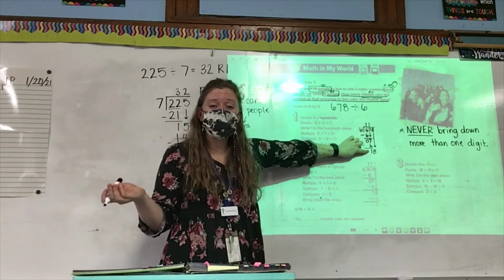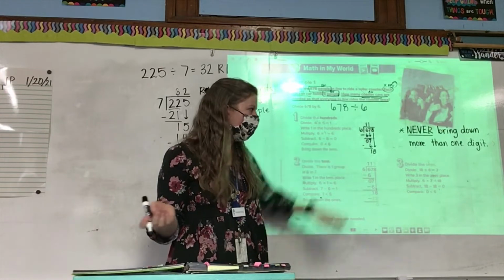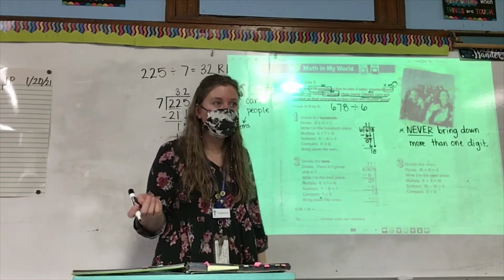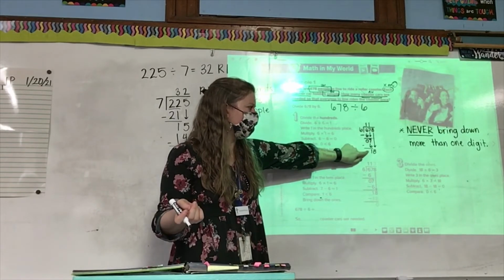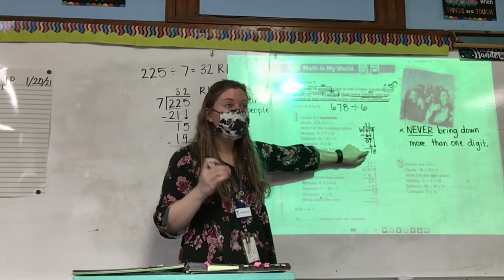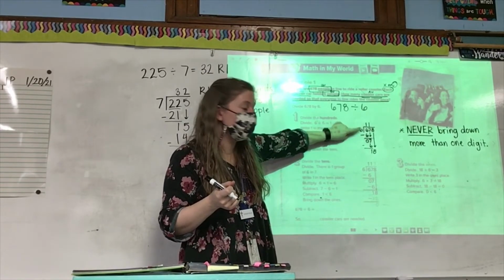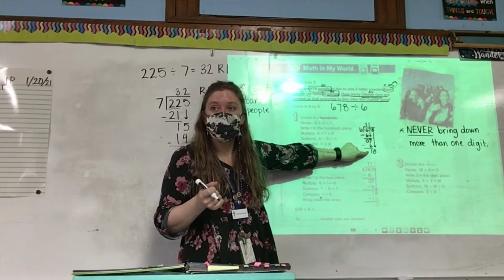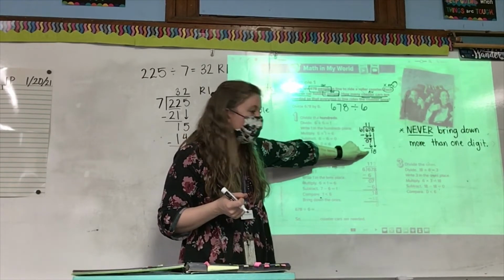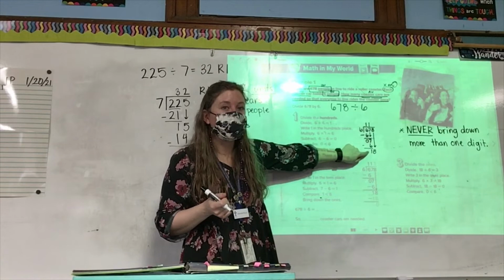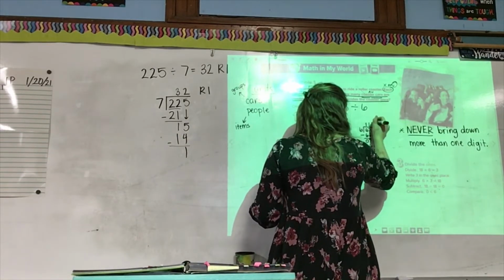Class, what's our new dividend? 18. Do we finish? Is that our remainder? No. We just divided. We just brought down. So now we need to divide. Same thing. See how many times our divisor goes into our new dividend. Class, how many times will our divisor 6 go into our new dividend 18? 3 times. So we line that up.